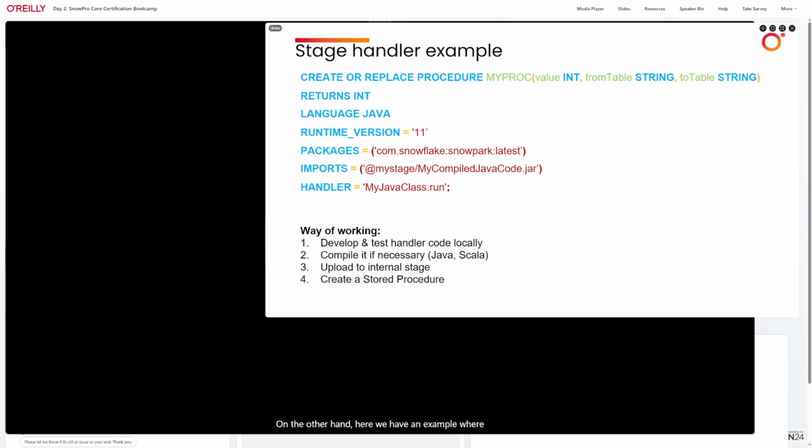On the other hand, here we have an example where we have staged handler. So you can see, in this case, it's the Java code, and we just import, in this case, compiled code into the stored procedure. So it's stored in the stage, and you just say what's the handler, what's the method which should trigger the stored procedure. So again, the way of working would be pretty similar. You develop and test the handler code locally, compile it, upload it to the internal stage, and then you would create a stored procedure, and you would just pass the file with the code.